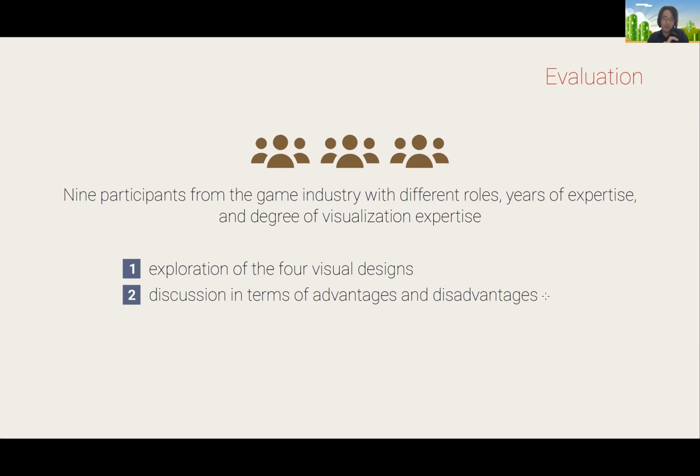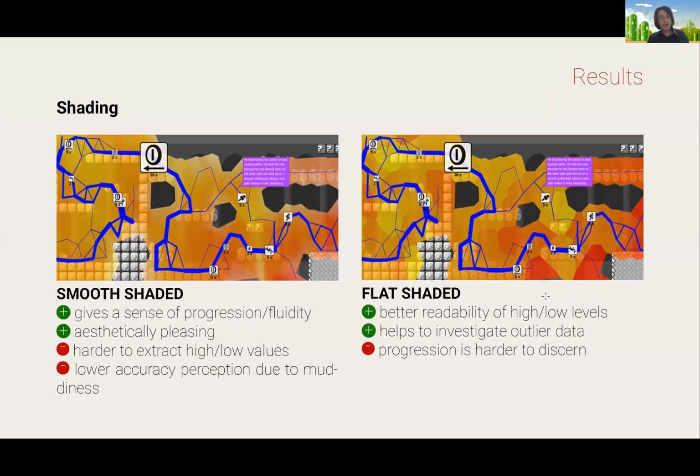And based on that, we compiled a list of benefits and drawbacks with regard to the 2 properties, so with regard to transparency and shading. And I will go through them in a nutshell now. So in terms of shading, the smooth shaded one was considered to give a much better sense of progression and thus also a sense of the pacing within the level based on how fast the gradient has changed.